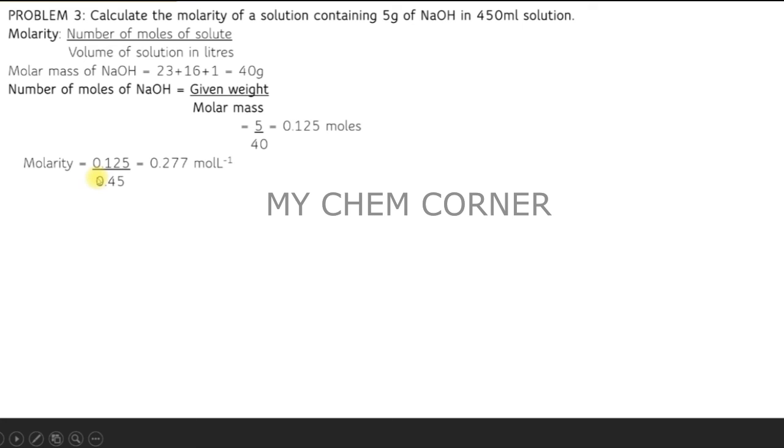So in the molarity formula, instead of the number of moles of solute in the numerator, you substitute 0.125. And in the denominator, instead of 450 ml, you substitute 0.45 liters. When you calculate both of these, you get your molarity, which is 0.277 mole per liter. So it's a very simple formula question. Again, for this also, you start from the calculation of molar mass, then you move to number of moles, and the last is the calculation of molarity.